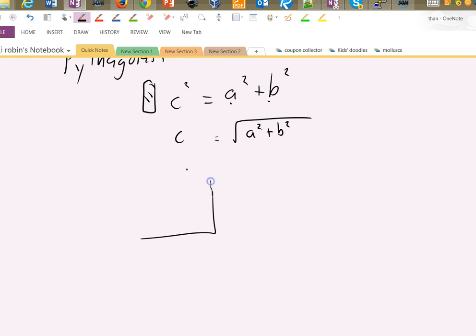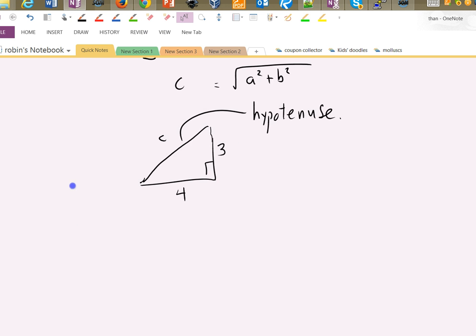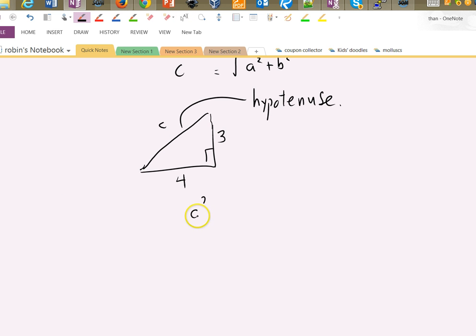Let's just draw my triangle here. 3 centimeters, 4 centimeters, and C. We need to know what the length of this side is here, this slanted side. We call this one the hypotenuse. Hypotenuse, which is a rather grand word for this sort of triangle here. Okay, so we know that c squared equals a squared plus b squared.